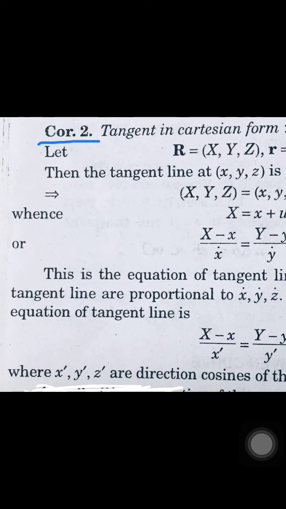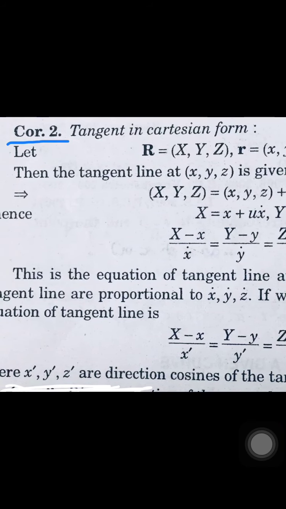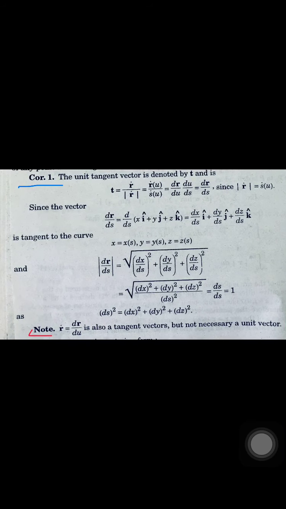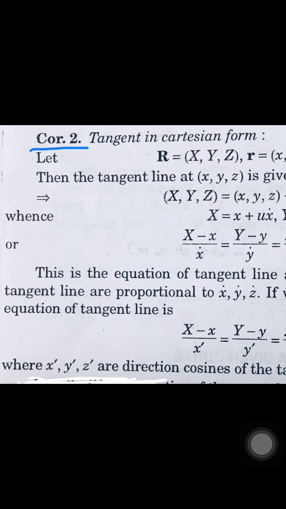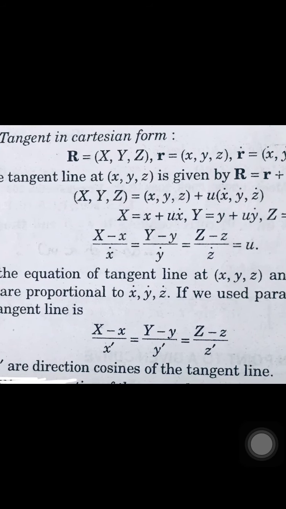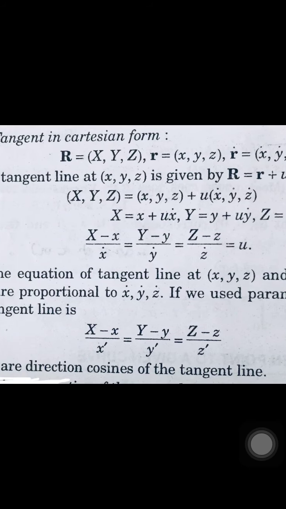Corollary second, tangent in Cartesian form. Okay, in the earlier slide we saw the tangent in polar form. Now we are taking the tangent in Cartesian form. What are we taking in Cartesian form? We are taking coordinates x, y, z. Let capital R equal capital X, comma Y, comma Z. Small r is small x, small y, small z, and r dot is nothing but x dot, comma y dot, comma z dot. All are in Cartesian form.